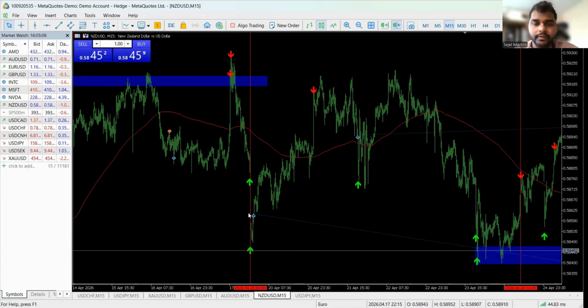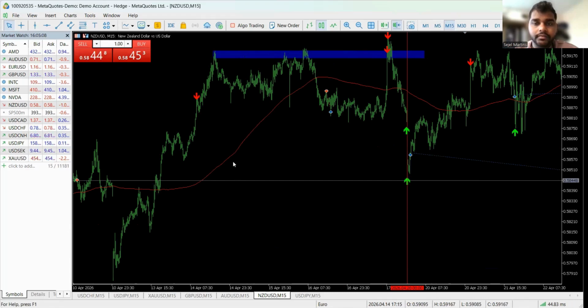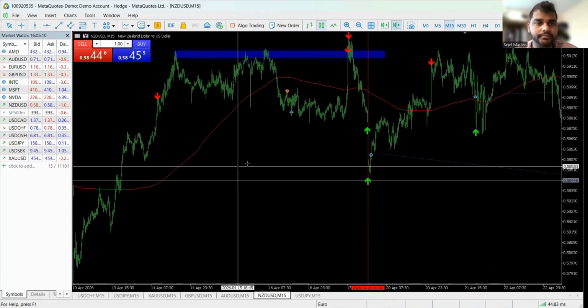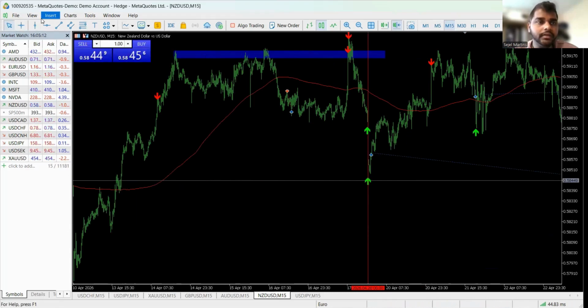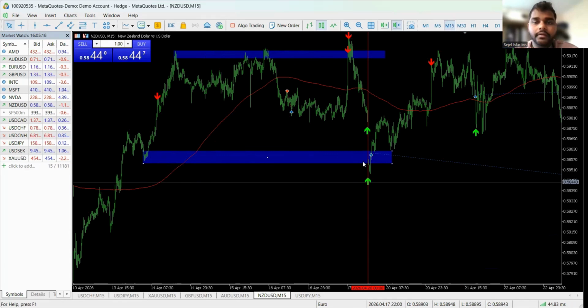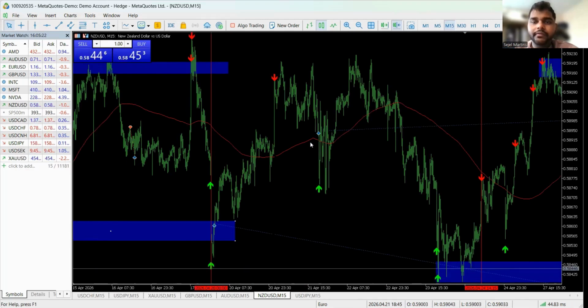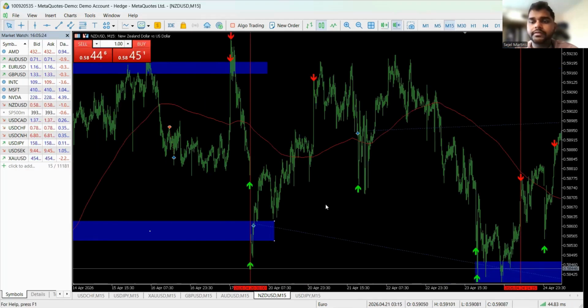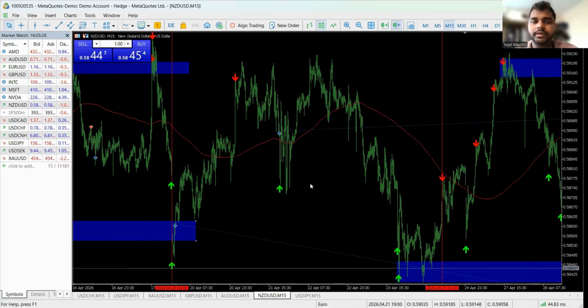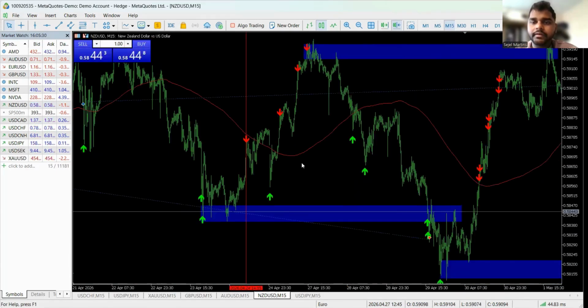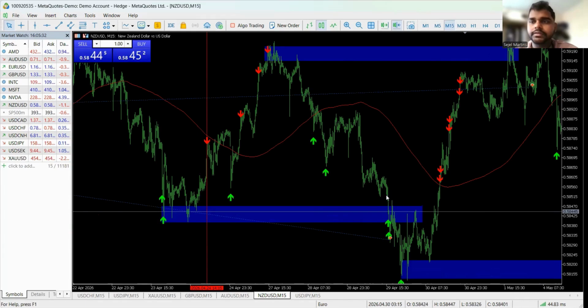I think we took one trade over here. Yes, I think the zone was valid. Took a buy. The market went up, but I think I forgot to place a take profit. So the trade was just waiting and waiting, and then it reversed, and then it hit the stop loss.